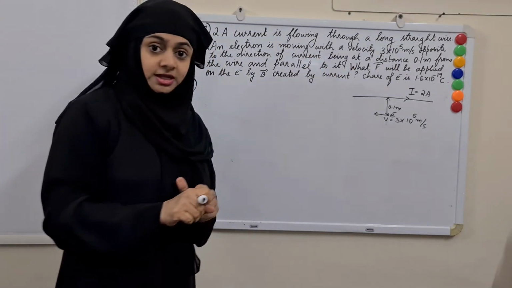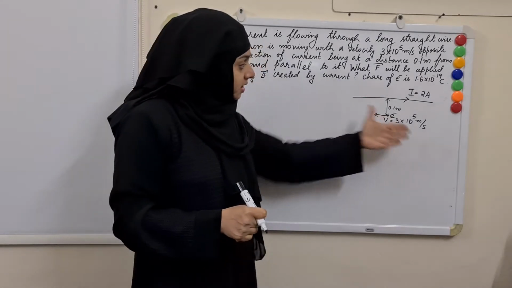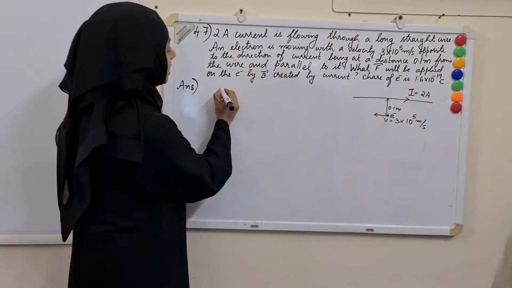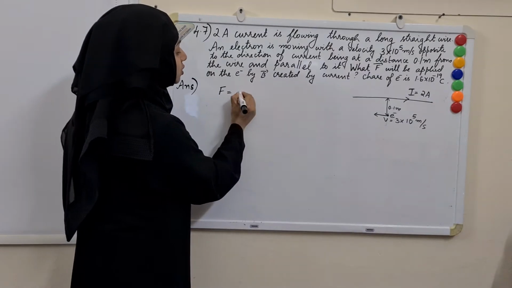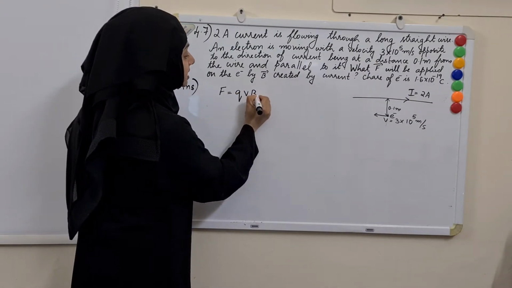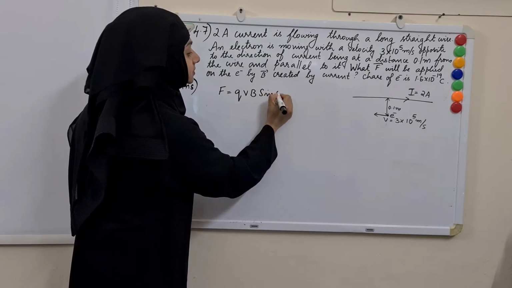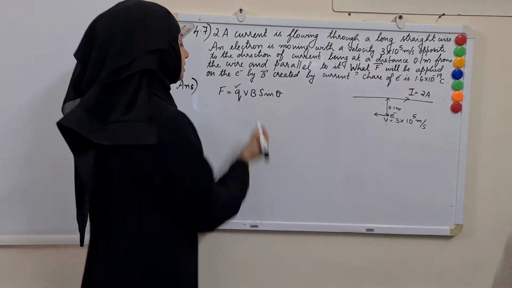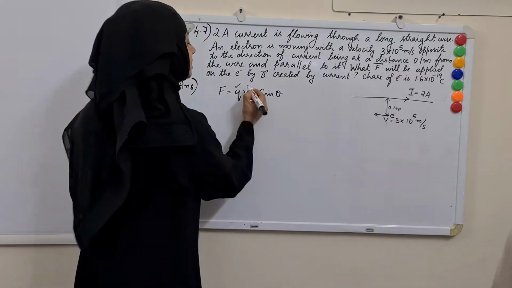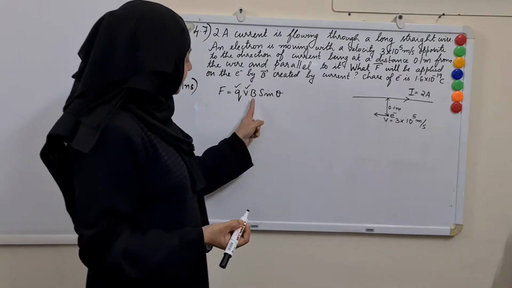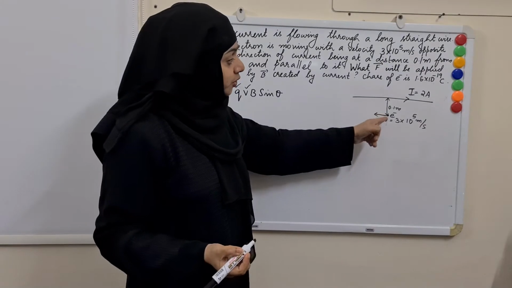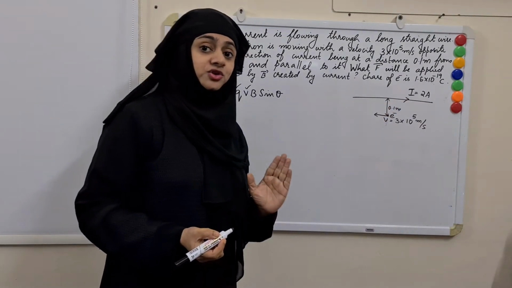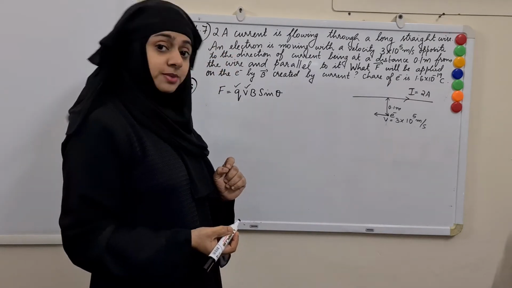So, we know that a charge moving in a magnetic field will experience a force given by F is equal to QVB sin theta. Q, charge of the electron, is given. V, velocity of the electron, is given. B is the magnetic field produced at this point by the current. So, we have to find B. How will we find B?